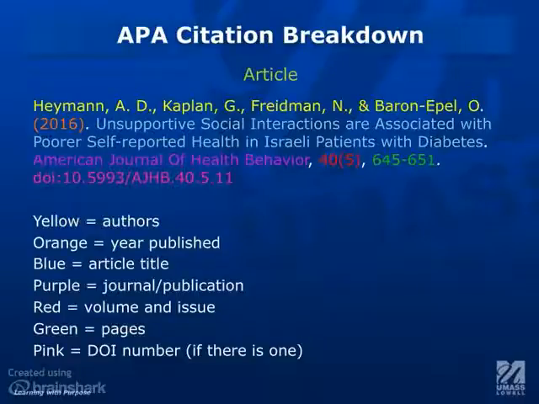And finally, in pink, we have a DOI number. This isn't always on there, but this is a unique identifying object number that will always be associated with this article, which you can copy and paste into the web and actually get back to the web page for the article at the journal itself. If your article information doesn't show any DOI number, don't worry about it. You just end with the pages.